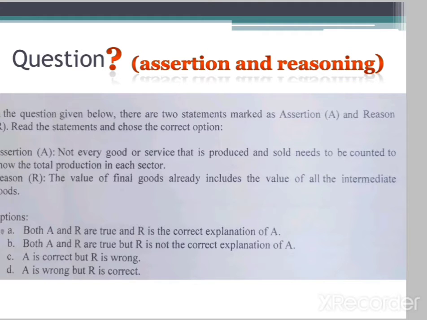In this question, your statement is: not every good or service that is produced and sold needs to be counted to know the total production in each sector. This is something we discussed recently. And the given reason is: the value of final goods already includes the value of all the intermediate goods. So you have to check whether this reason is correctly explaining your assertion or not.